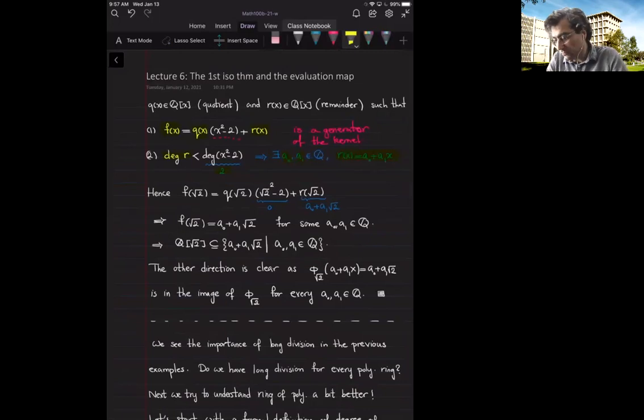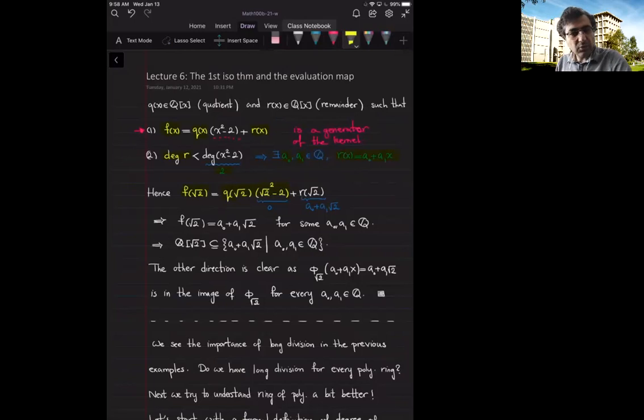Okay, now let's plug in root 2. Let's substitute root 2 for x. And then we get, again here in this equation 1, I'm going to plug in root 2. And then I get f of root 2, which is the value I'm interested in. This is an arbitrary element of the image. This term is going to be entirely 0 because root 2 is a 0 of the factor x squared minus 2. So no matter what the quotient is, the product will be 0.